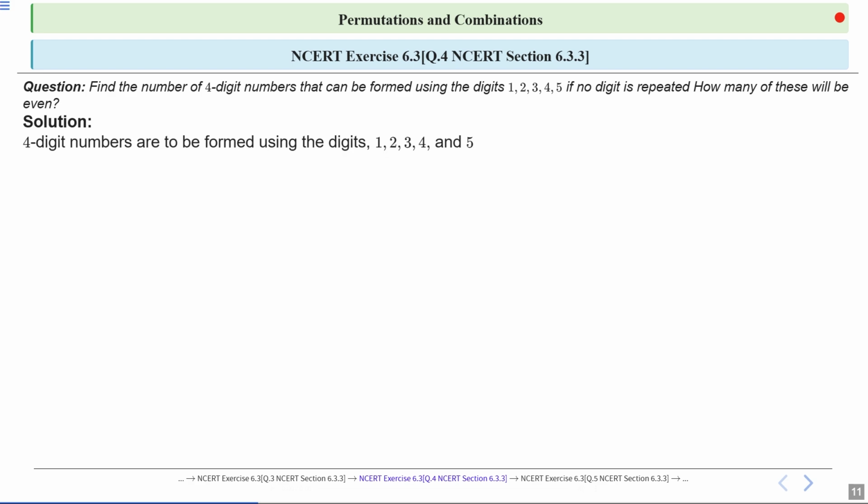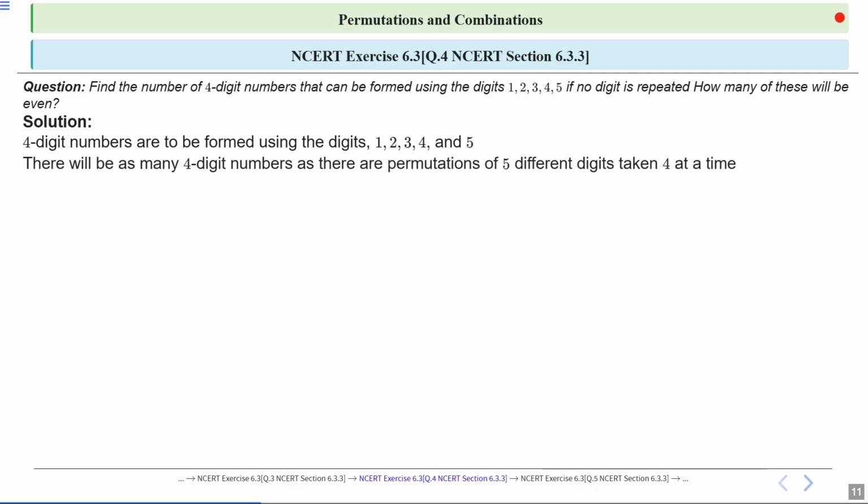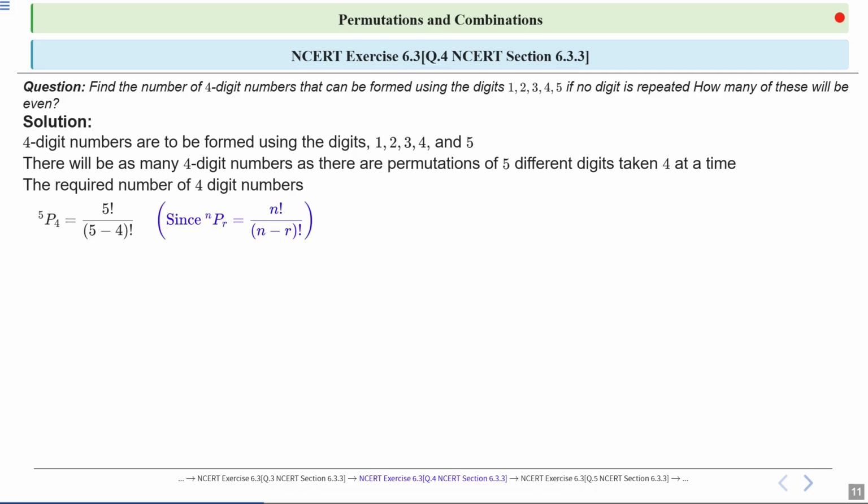4-digit numbers are to be formed using the digits 1, 2, 3, 4 and 5. To find the total number of 4-digit numbers, we need to calculate the permutations of 5 different digits taken 4 at a time. The formula for permutation is given by nPr equal to n factorial upon n minus r factorial. Here n is 5 and r is 4, so we calculate 5P4, which is equal to 5 factorial upon 5 minus 4 factorial.